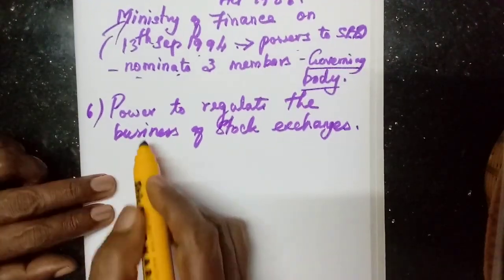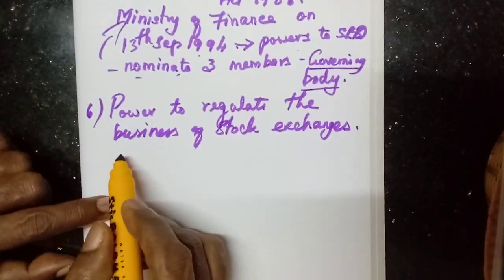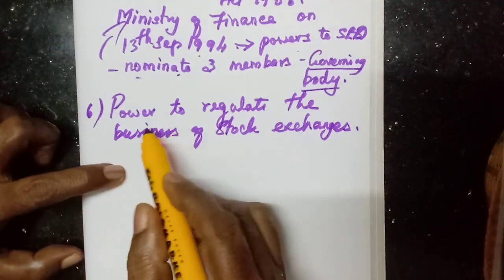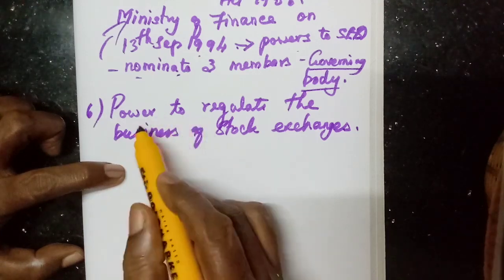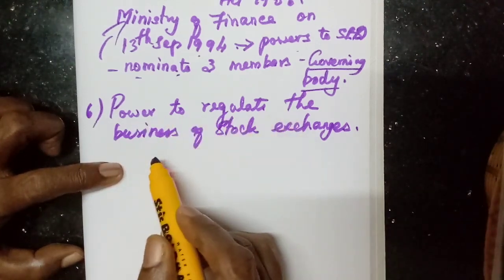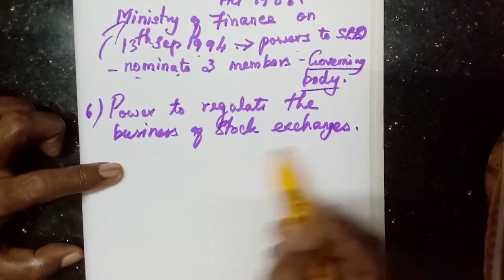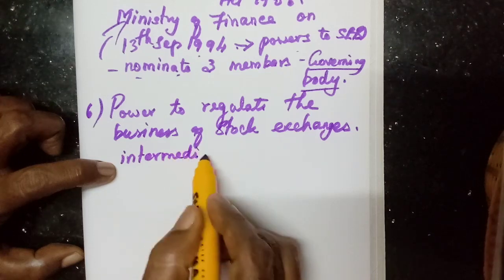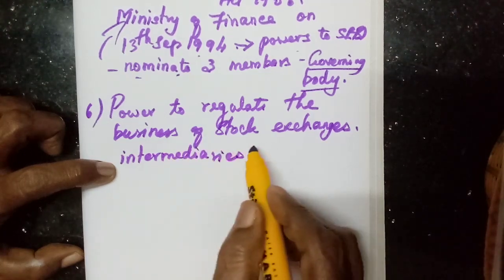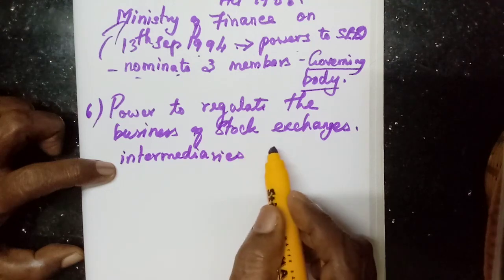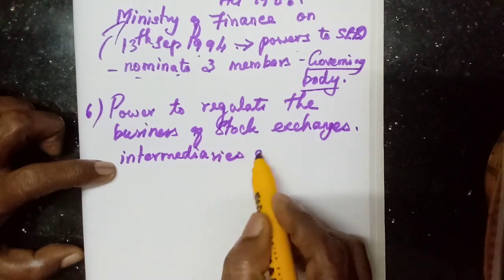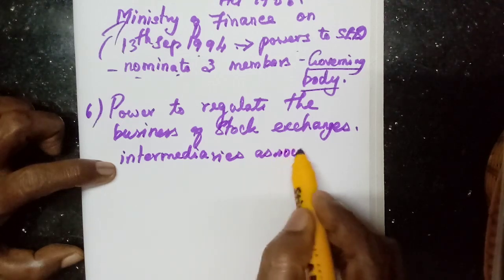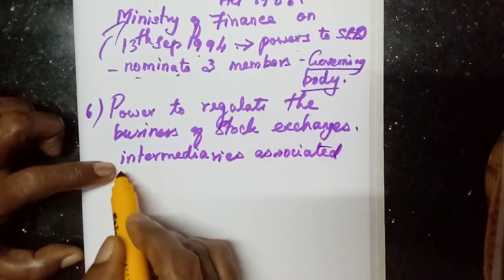SEBI has the power. You have to write, each and everything will start like that: SEBI has the power, otherwise SEBI is empowered, or SEBI has the power to regulate the business of stock exchanges. Okay, then intermediaries, that is what we are learning from the beginning, isn't it? Intermediaries, these people are associated with the securities market.